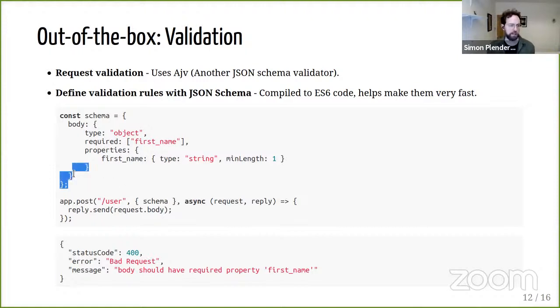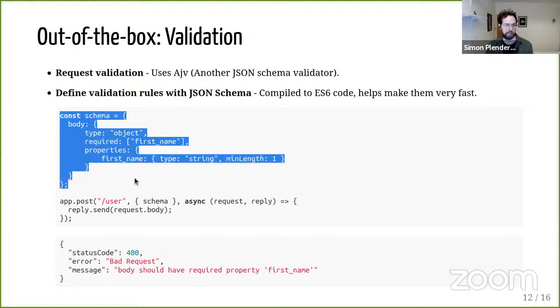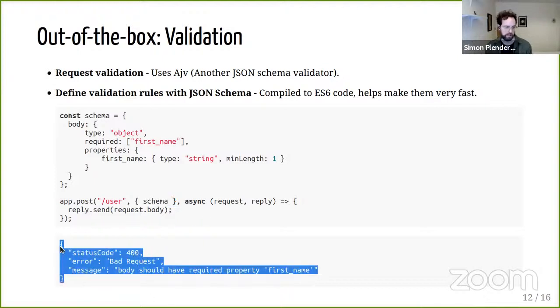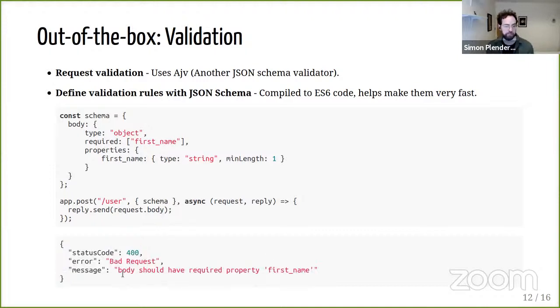So you can see here an example of the JSON schema, and then it's been used by the Fastify route to validate a request body. In this case, we're simulating a bad request that's gone through with a missing first name, and this is the kind of error you would get back by default with this validation. It's really nice that you don't have to go and choose a validation framework. It's all taken care of for you, and it's easy to integrate.